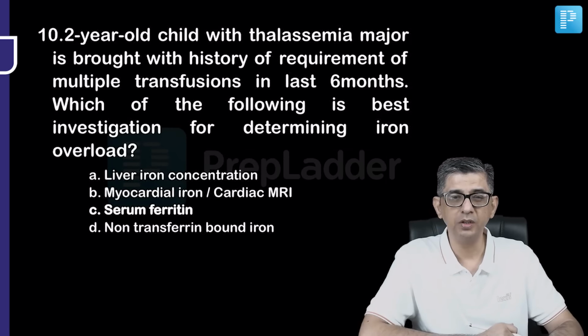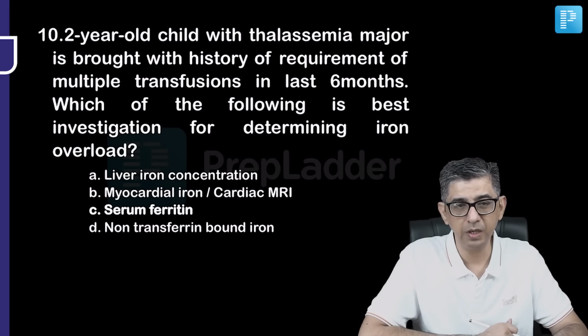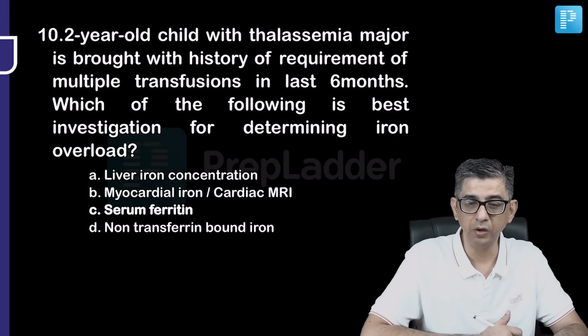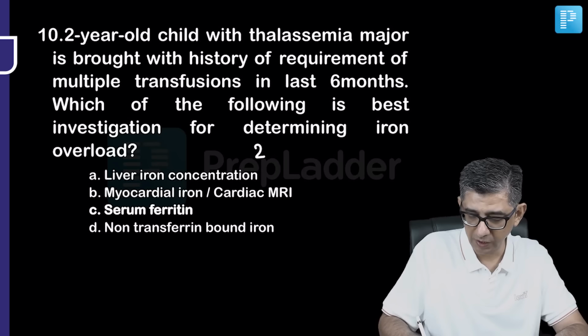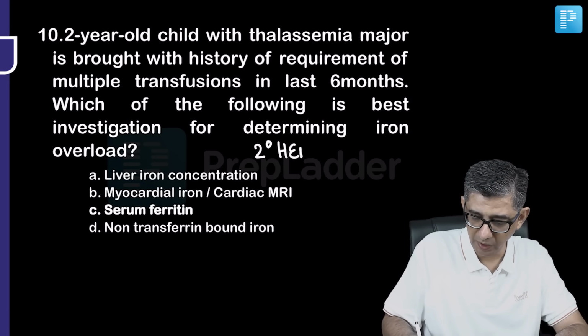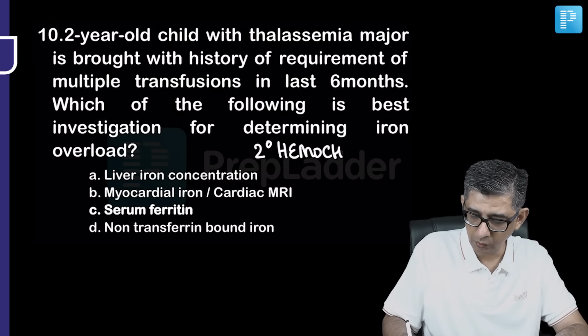There was a patient who's 2 years of age with thalassemia major. He's having a requirement of multiple blood transfusions in the previous 6 months. So we are talking about a case of secondary hemochromatosis. In this particular case, he asks what would be the best way to determine the iron overload in the patient.